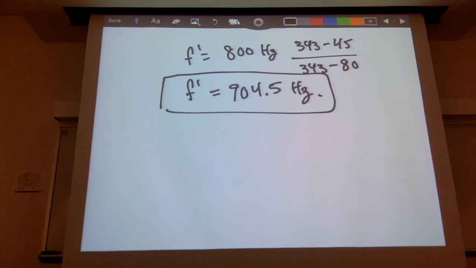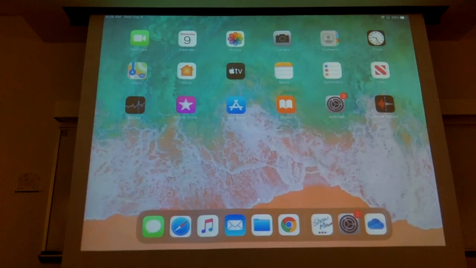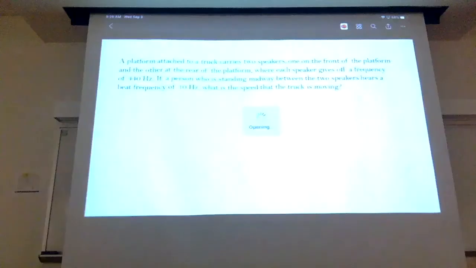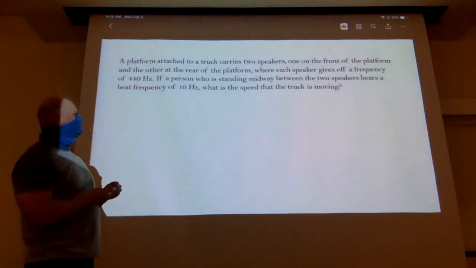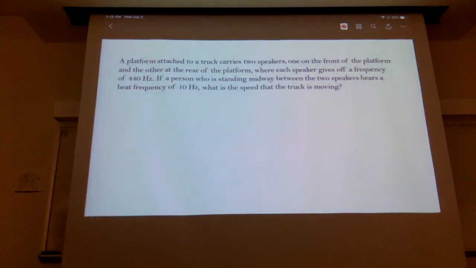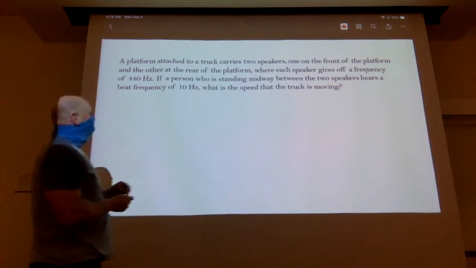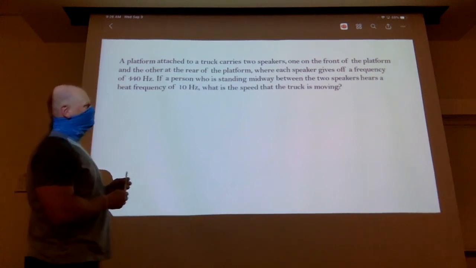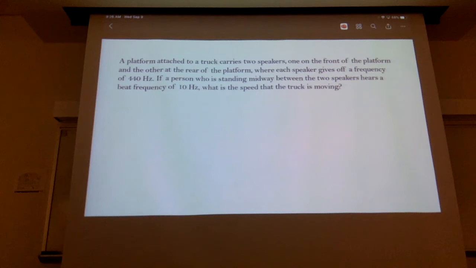So let's do one more. So this example says that we have a platform attached to a truck which carries 2 speakers, one at the front end of the platform and one at the back end of the platform. Each one of these speakers gives off the same constant frequency of 440 hertz. So then it says if a person is standing midway between the 2 speakers, here's a beat frequency of 10 hertz. What is the speed of the moving truck?